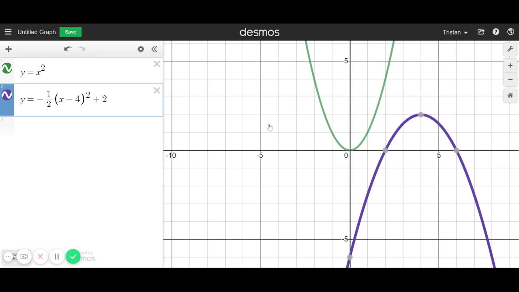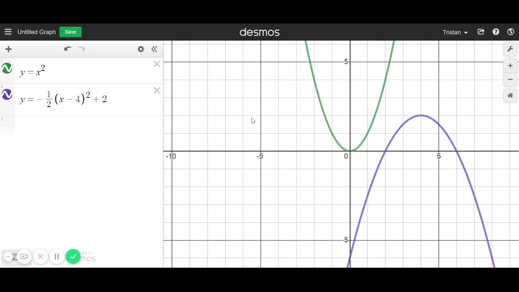So this is the graph of this function. This is combining 1, 2, 3, 4 different transformations together.